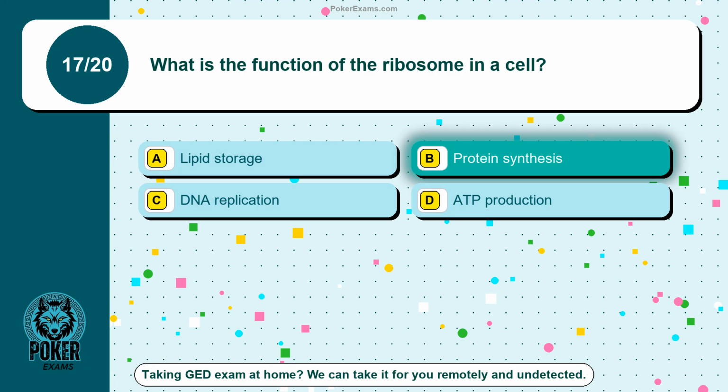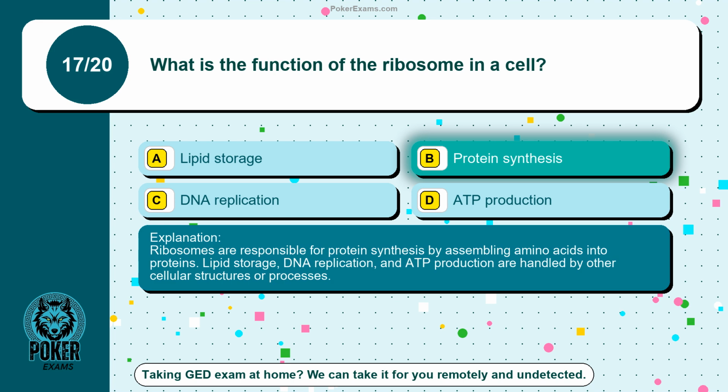The correct answer is option B. Protein synthesis. Ribosomes are responsible for protein synthesis by assembling amino acids into proteins. Lipid storage, DNA replication, and ADP production are handled by other cellular structures or processes.